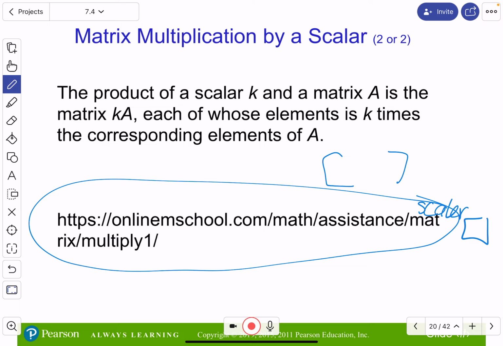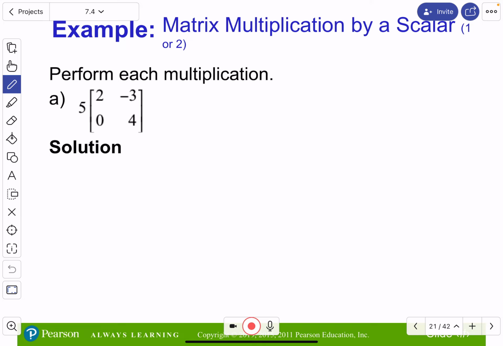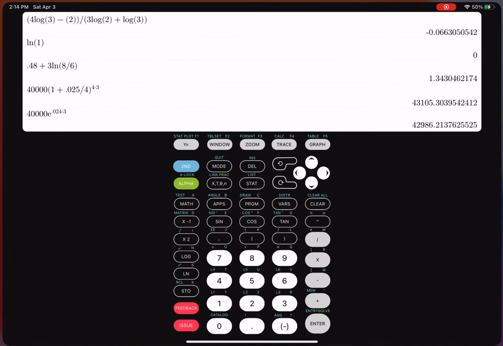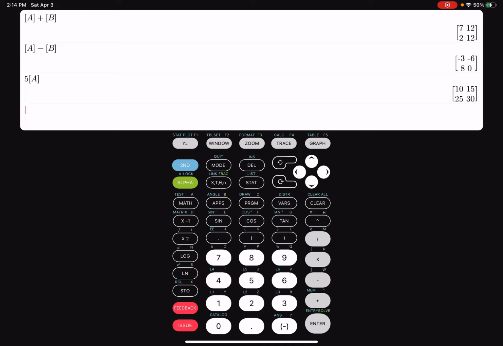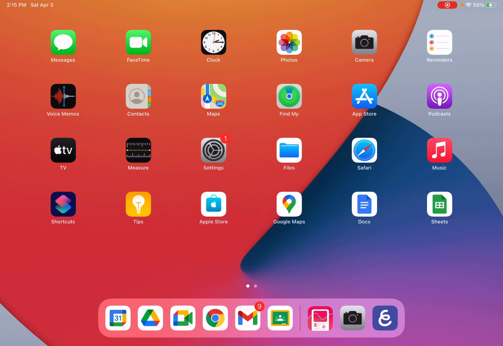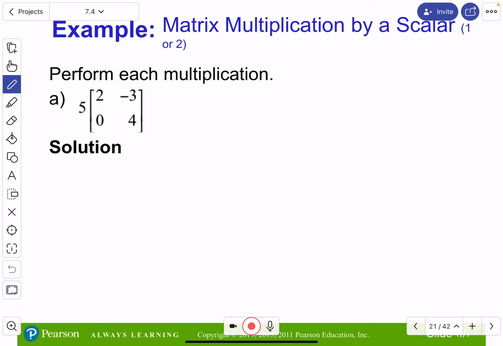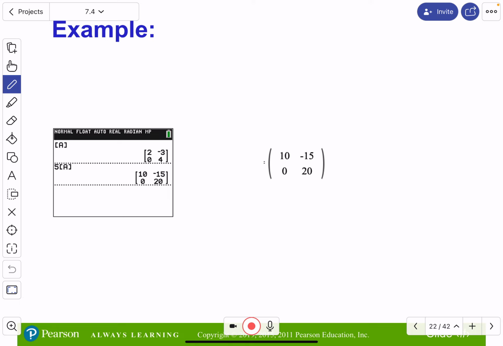Does the same thing. On your graphing calculator, you would do 5, then name your matrix A, and it'll give you the scalar. So you try this one. Perfect. So 5 times 2 is 10. 5 times 0 is 0. 5 times -3 is -15. And 5 times 4 is 20. This is it on the calculator.